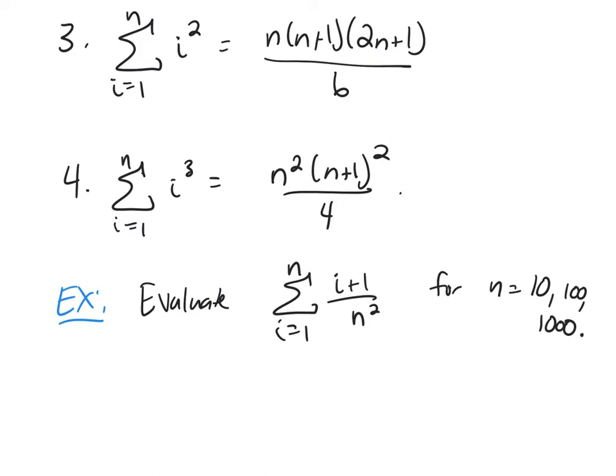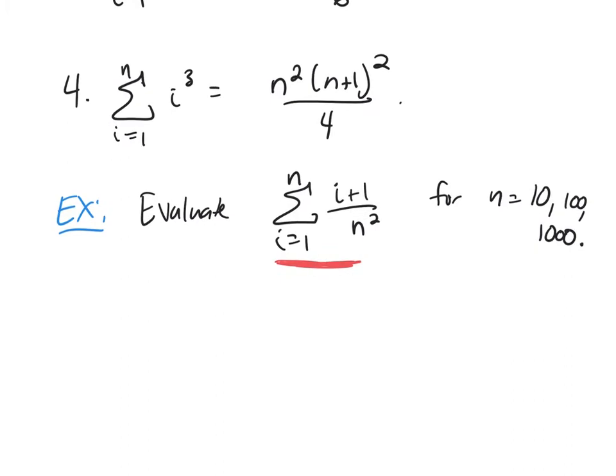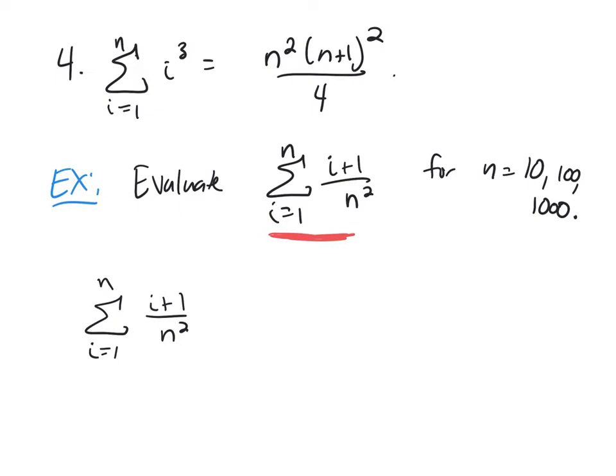So here, I want you not to add up 1,000 numbers. Instead, we're going to use our summation formulas to help us simplify that. So the summation from I equals 1 to N, I plus 1 over N squared. The first thing I'm going to notice is that N represents some fixed number here. We don't know what it is, but it's a fixed number. And so this N squared in the denominator is really a constant, so you can bring it out in front.